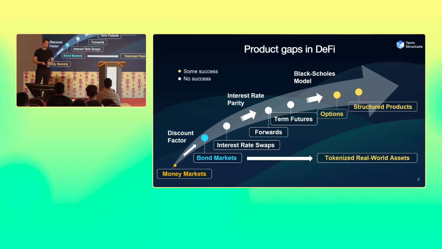When it comes to product gaps, I think here the story is really interesting. We have money markets with Aave, with Compound. We've jumped all the way up the complexity curve to having options and structured products, projects and protocols and teams that are building this. We're doing tokenized real-world assets, but I think the main problem in DeFi is that we have forgotten about the solid foundation, the backbone of how you can build all these things.